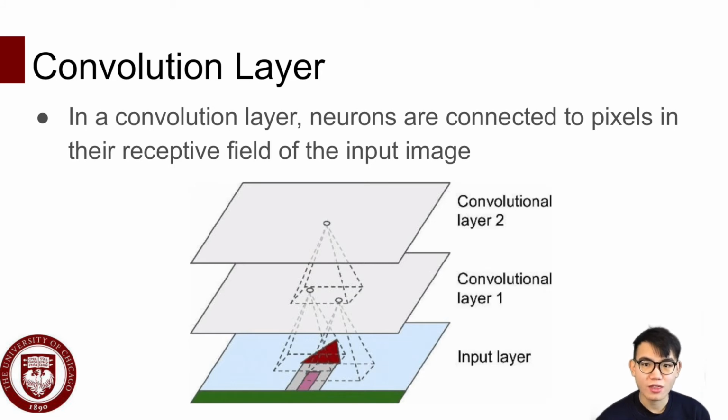The first thing to discuss is a single convolutional layer. In this layer, neurons are connected to the pixels in their corresponding receptive field. That means a single neuron in the first convolutional layer is connected to some rectangular-shaped region of the input image. A neuron of the second layer will be connected to the neurons in the first layer in its receptive field. We can continuously stack more and more convolutional layers.